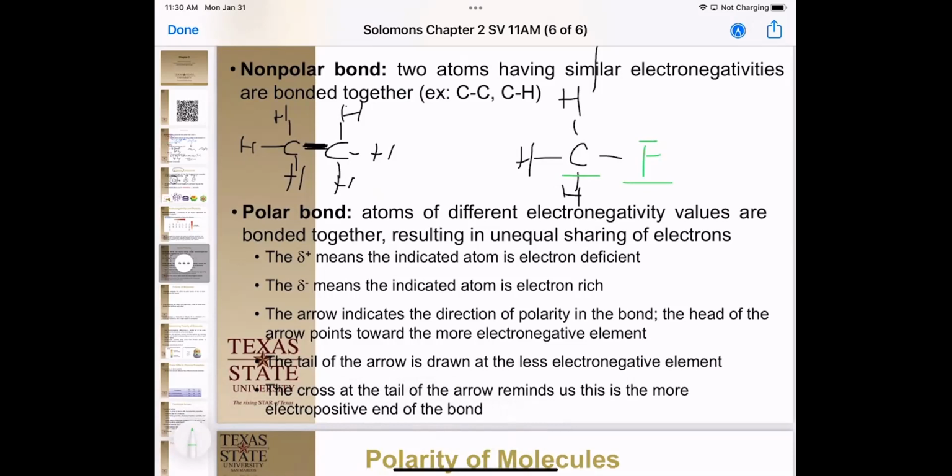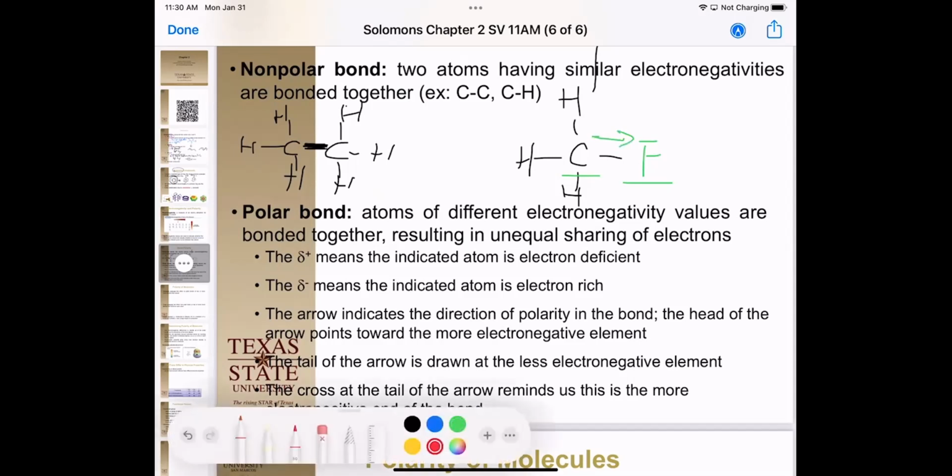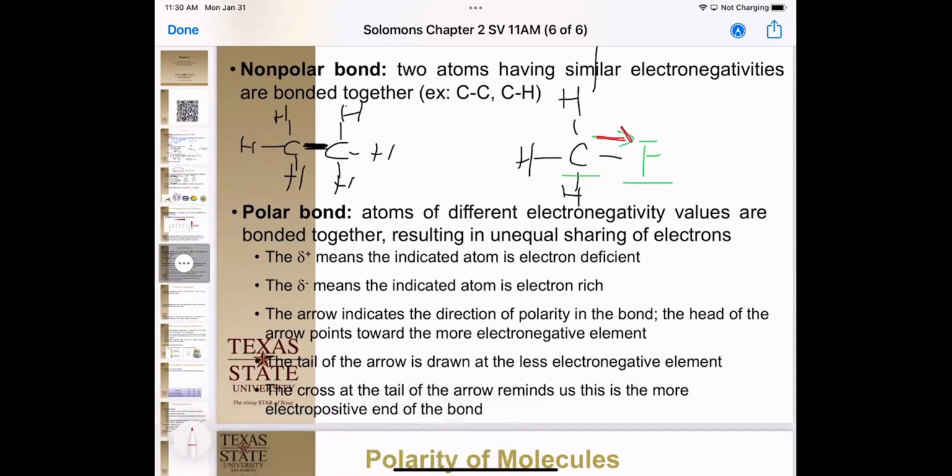Fluorine is more electronegative than carbon. What does that mean? It wants the electrons more. It's pulling electrons toward the fluorine. Let me emphasize that. It's pulling electrons toward the fluorine. That means that the carbon side is partially positive, little delta positive, and the fluorine is partially negative. It's all about the electronegativity.